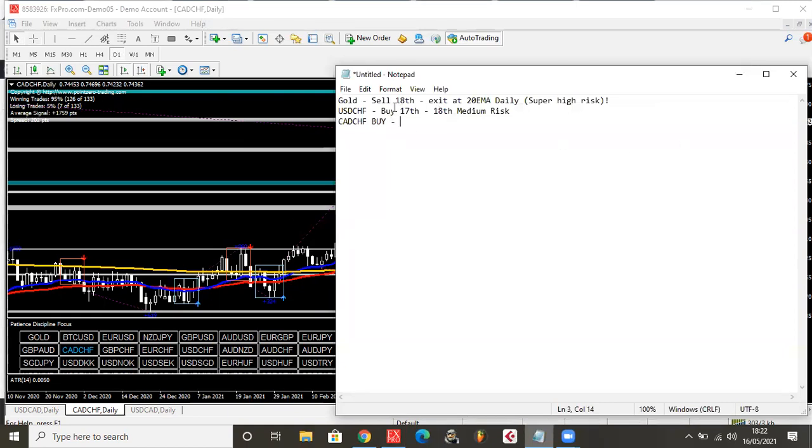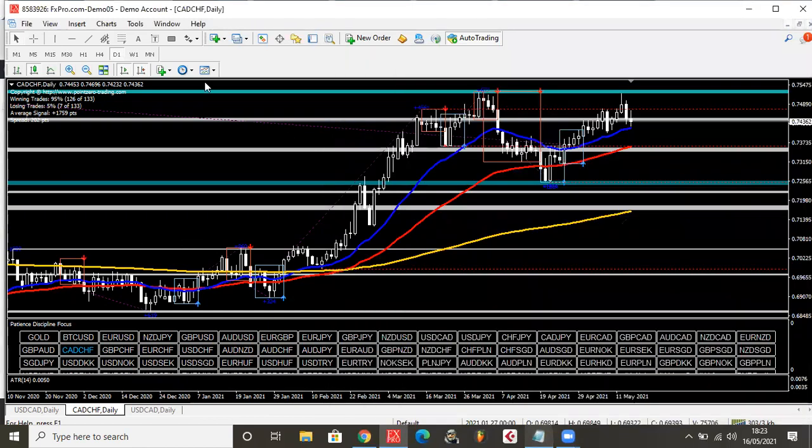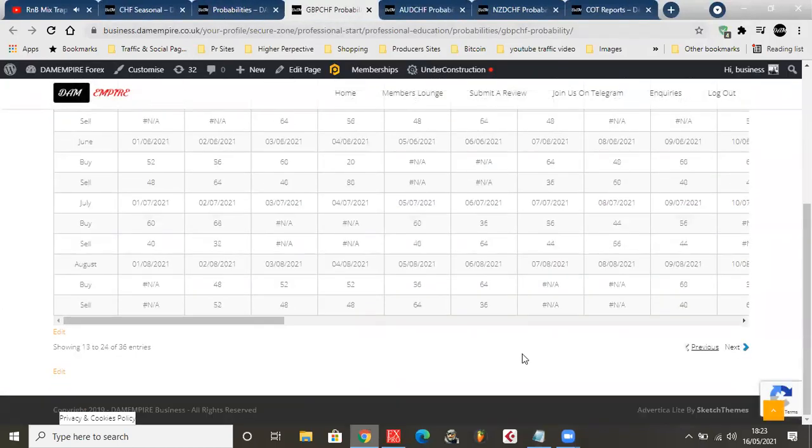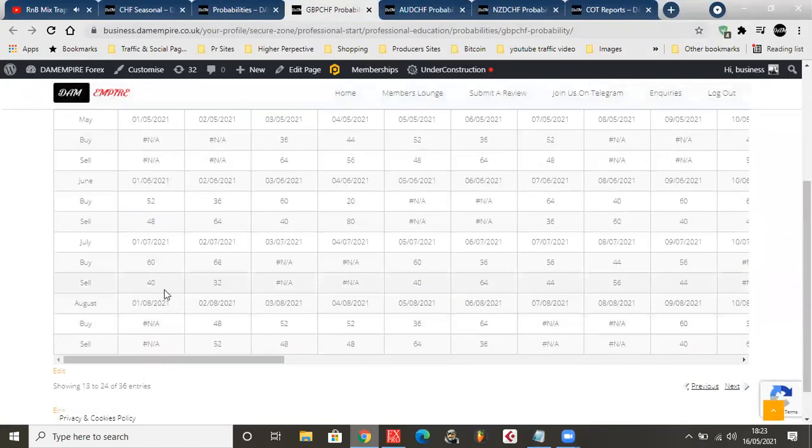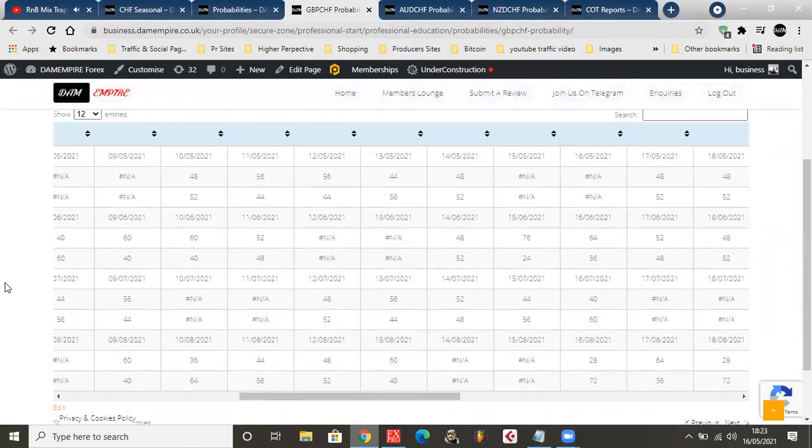So same risk applies. I'm just gonna do this. Same thing. So the same thing applies to that one, and then let's check GBP, right? So GBP CHF. Someone requested this. I don't think I need to run through the rest of it.